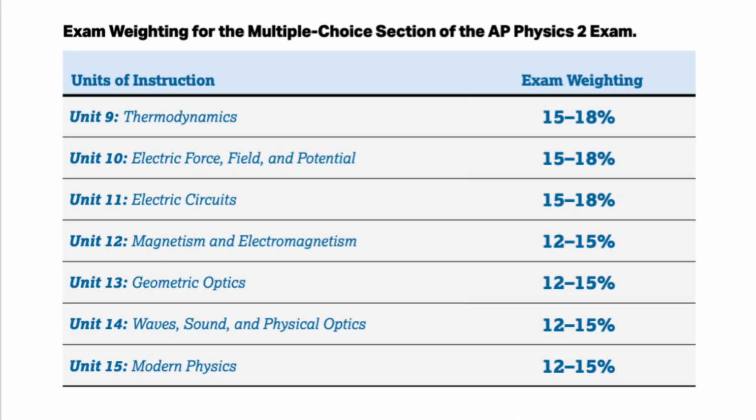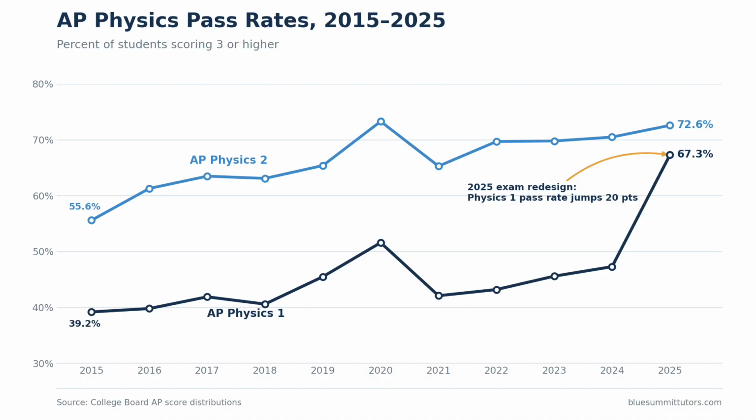AP Physics 2 picks up where AP Physics 1 left off and continues it on. That's why the first topic in AP Physics 2 is called Topic 9. AP Physics 2 doesn't really cover traditional mechanics. It has a new idea, which is electricity and magnetism, as well as a little bit of thermodynamics. AP Physics 2 every single year has a higher pass rate than AP Physics 1, sometimes much higher.